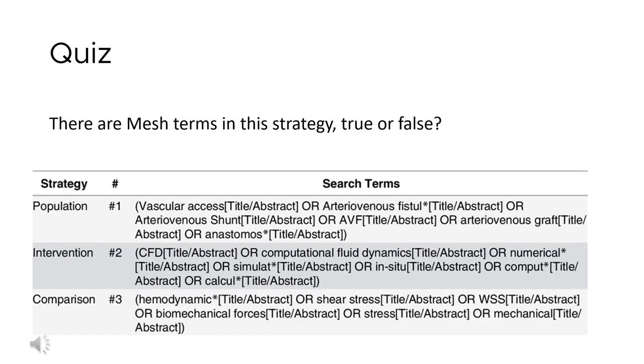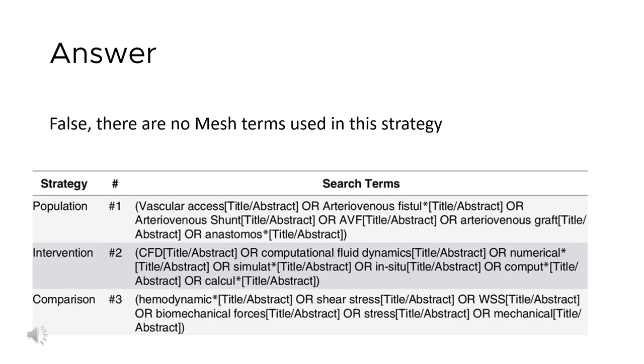Then the last quiz question. There are MeSH terms in this strategy. Is that true or is that false? The answer is false. There are no MeSH terms used in the strategy because we only have free text terms here, and that is totally possible. You can use only MeSH terms or only free text terms. That's totally possible. However, we use the combination because it's more effective and because you will get more results.